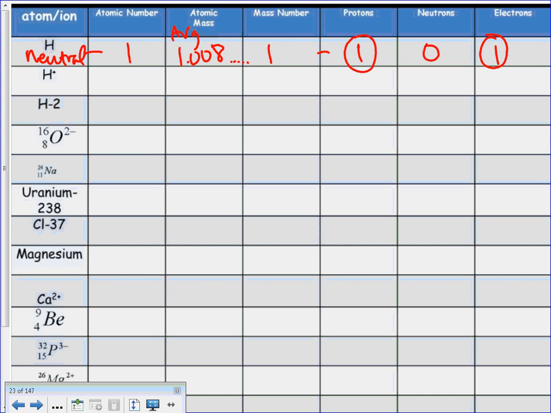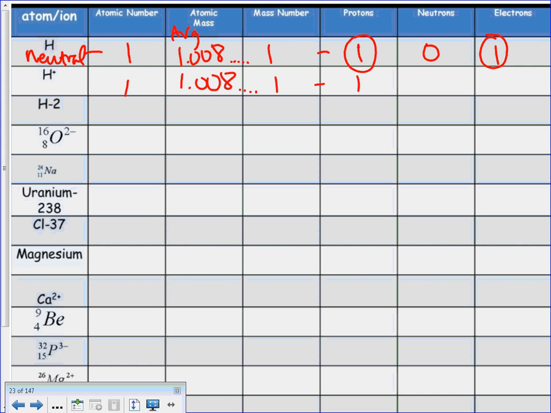Okay, next, what do we automatically know from the next one? We see the positive charge, but tell me in terms of the particles up here. What do we automatically know? It's hydrogen again. So atomic number is 1, proton is 1. That's easy, okay. Atomic mass is still 1.008 because it doesn't tell us a different mass. So that's 1 again. So what about neutrons?